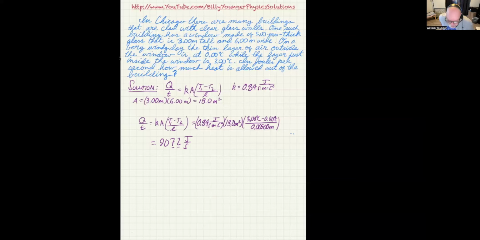So obviously, there's a very good reason to have, for instance, double pane windows so that you can secure that inner layer of gas between the two panes, and you still have the outer layer of air outside of the pane and the inner layer of air on the inside of the pane. So hopefully that gives you some idea of how to use the equation.